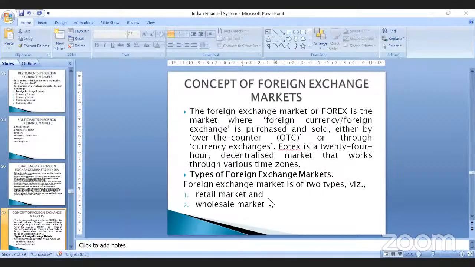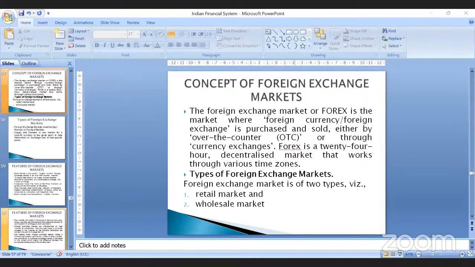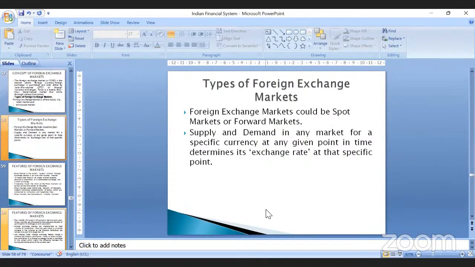Whenever we are talking about forward markets, they are completely opposite of spot markets, in the sense the dealings will not happen on the spot, or the currency will not be exchanged on the same day. They will be carried forward in the future, or they will be delivered in the future. That's the reason they are called forward markets or derivative markets.